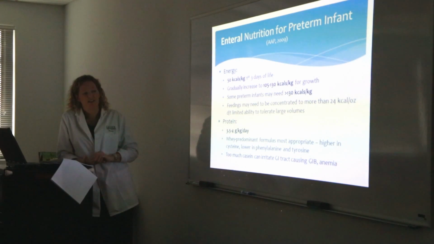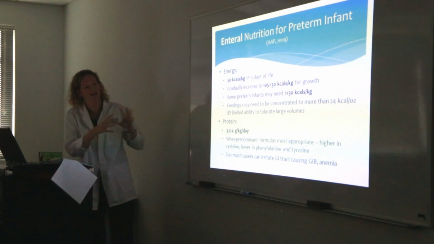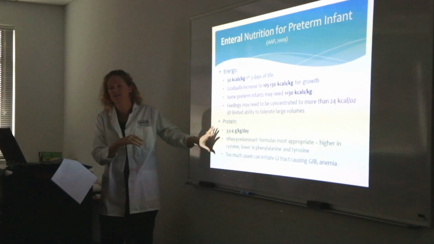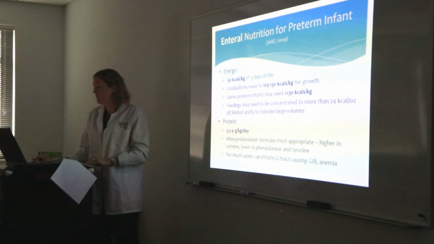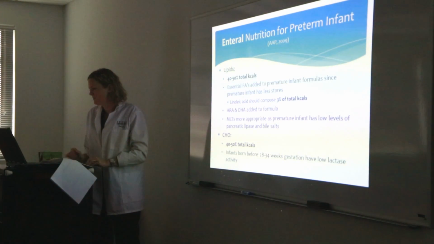Too much casein can irritate the GI tract again. So that's why, again, for your preemies, maybe those 100% whey formulas may be a good one for the premature infants, but they have specialized formulas.